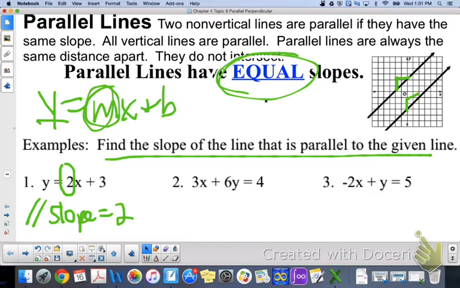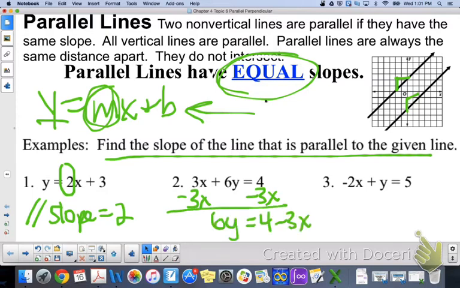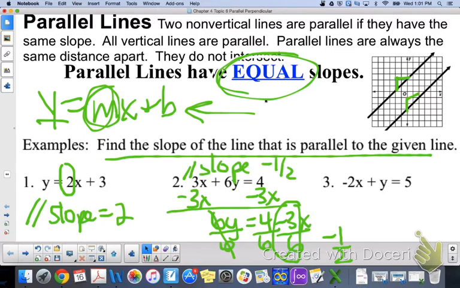Okay, number two, that is not in slope-intercept form. We need to put it in that form before finding the slope. So we need to minus the 3x. So we have 6y equals 4 minus 3x, and then divide everything by 6. So that's going to be negative 3/6, which reduces to negative 1/2. Now that is the slope of the line given. So what's the parallel slope? Yeah, it is also negative 1/2.